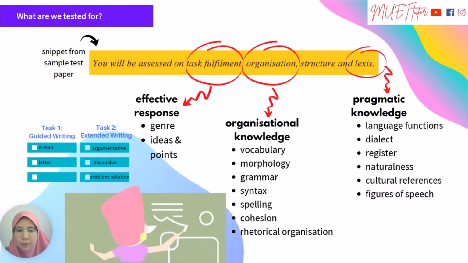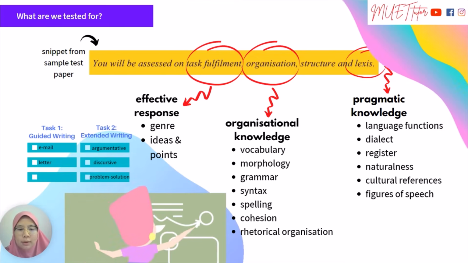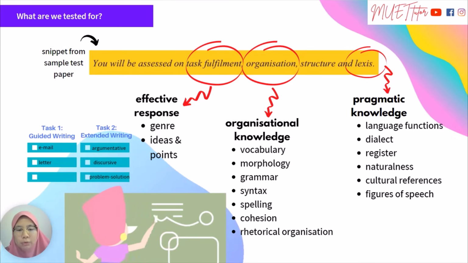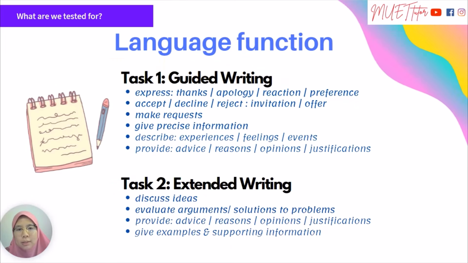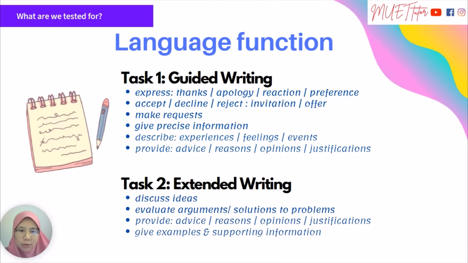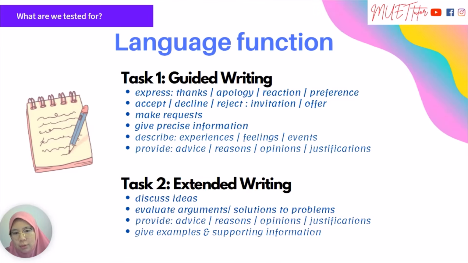And then using cultural references, using specific terms from a specific field, and then using figures of speech like metaphor, paradox, or hyperbole to convey how you feel about something. I mentioned language functions earlier. Here are the language functions that you should be able to use in your writing.